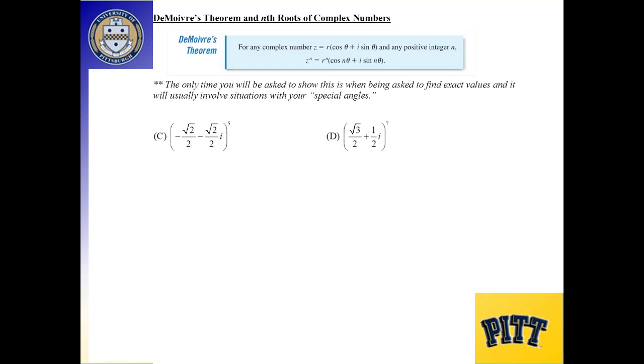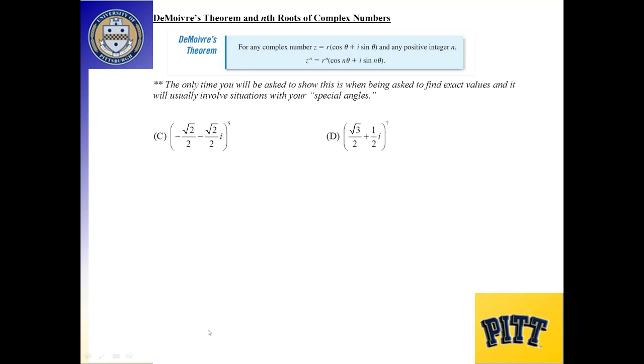So here's the theorem here again. The only time you'll be asked to show this is when being asked to find exact values, and it will usually involve situations with your special angle. So keep that in mind as well. So for this here, if we're asked to find the exact values of these things.